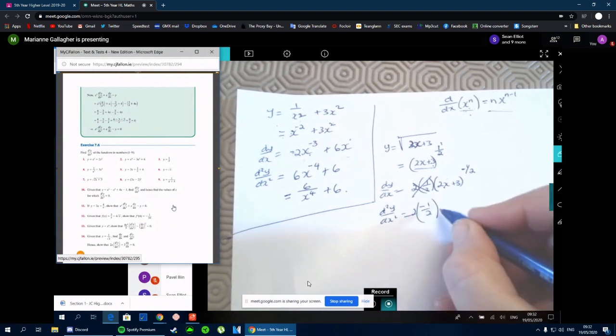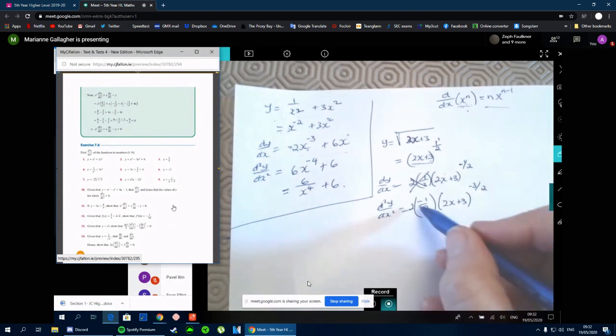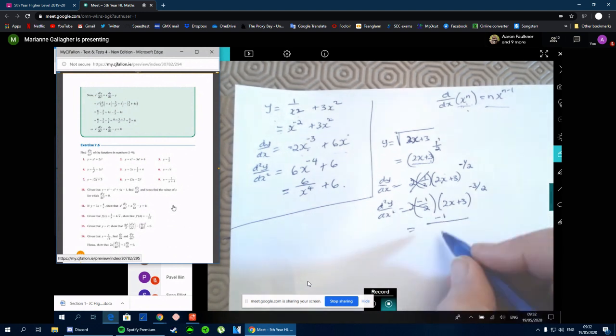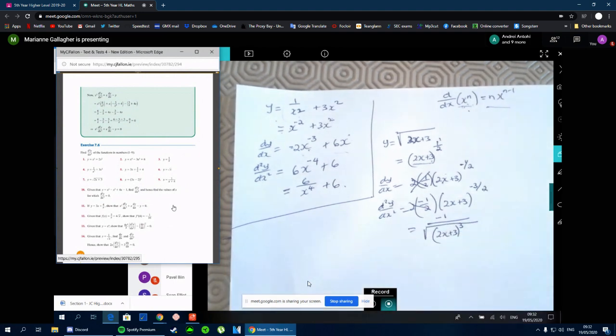So 2 times minus a half. What's in the bracket stays the same. This goes down by 1, so that's minus 3 over 2. The 2's cancel, you're left with the negative. Bring this below the line, it's 2x plus 3. The power of 3 over 2 means square root.